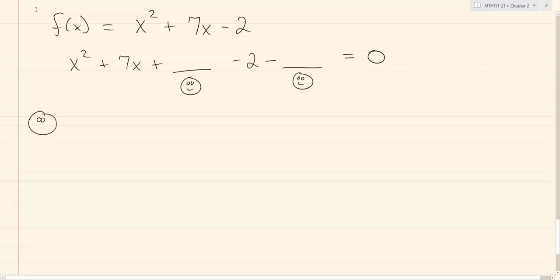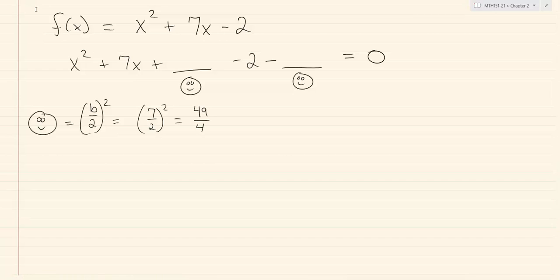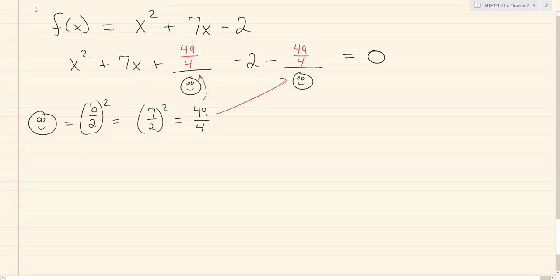So what is smiley face equal to? b divided by 2 squared. 7 divided by 2 squared, which is 49 over 4. This is what has to go into the smiley face slots. So we're going to put 49 over 4 here, and 49 over 4 in the second one. So one's a plus and one's a minus, right? Because if you add something to one side of the equation, you have to subtract it from that same side to keep everything balanced. And now, believe it or not, this is actually a perfect square.